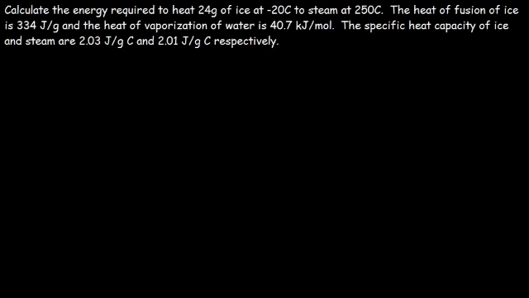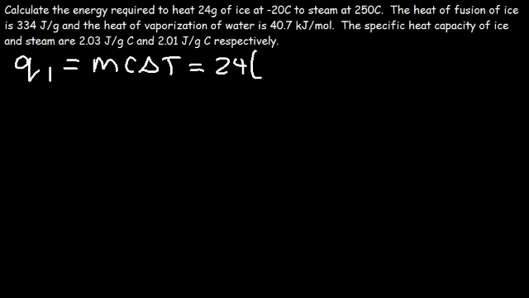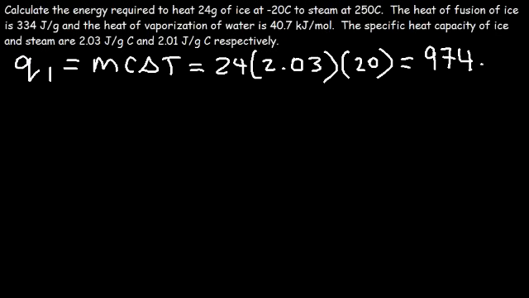So let's begin by calculating Q1, which is a temperature change problem. It's equal to MCΔT. The mass is 24. The specific heat capacity for ice is 2.03. And the change in temperature, we're going from -20 to 0 because ice melts at 0. So that's an increase of +20 degrees Celsius. 24 times 2.03 times 20 is 974.4 joules.